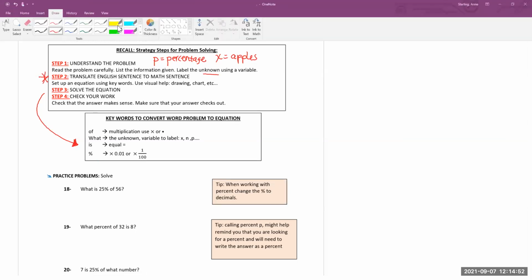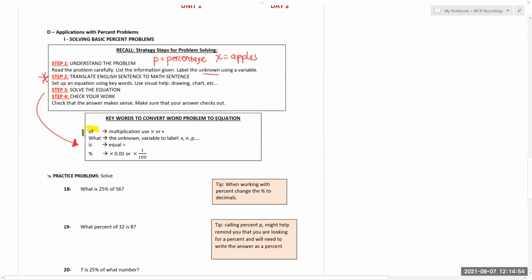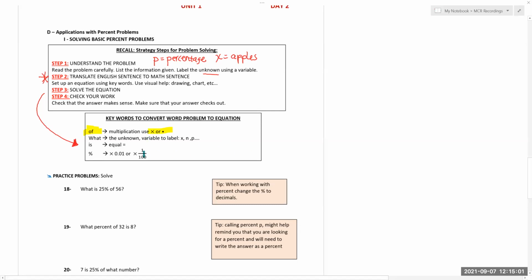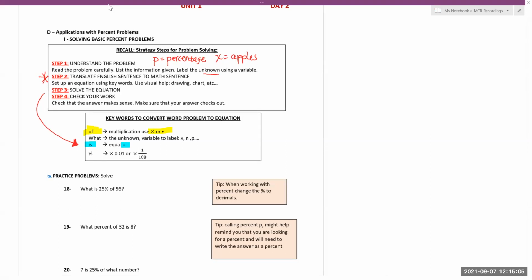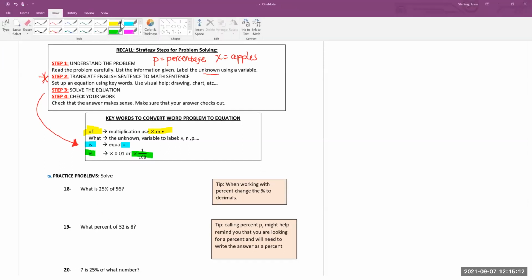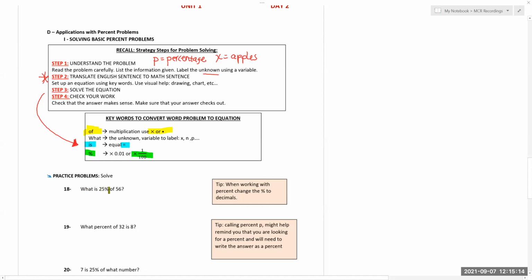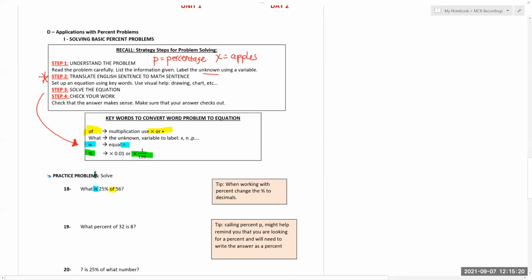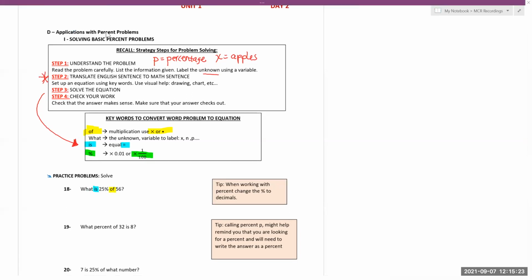So for percent problems, when you see the word of, that means you're going to multiply. When you see the word what, that's your unknown you're looking for. Is is your equal. And percent means that you're going to divide it by 100 when you start. So over here, I've got the what is 25% of 56. So I'm going to color code it. And we're going to figure out how to do this.